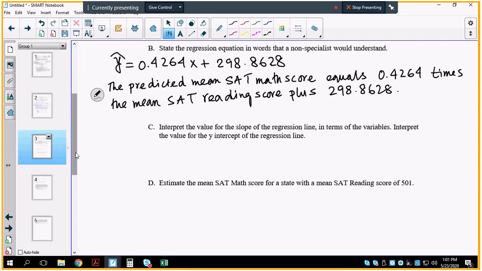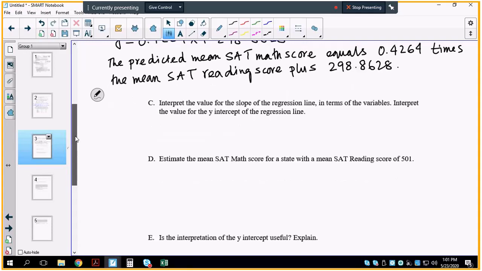Interpret the value of the slope of the regression line in terms of the variables. Interpret the value of the y-intercept.